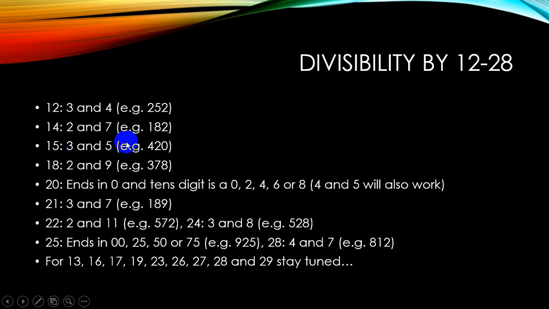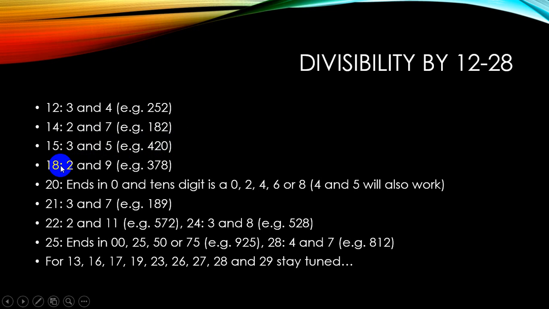For 15, you check for divisibility by 3 and 5. So the number has to end in 0 or 5, and also has to be divisible by 3. So 420: 4 plus 2 plus 0 is 6. So yes, it's divisible by 3, and it ends in a 0, so it's divisible by 5. Therefore, it's divisible by 15.